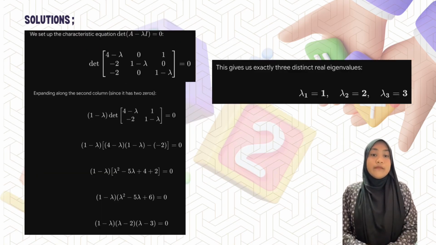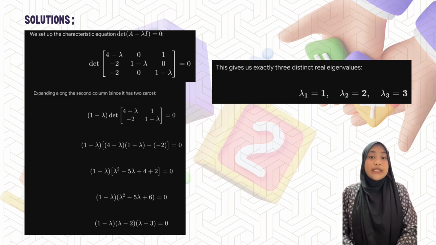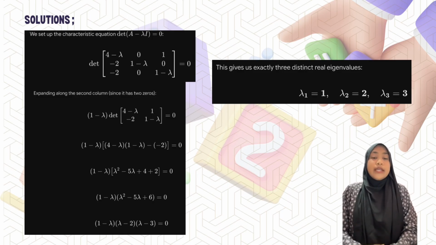To find the eigenvalues, we set up the characteristic equation, subtracting lambda along the main diagonal by expanding along the second column. Since it contains two zeros, we simplify our determinant into a manageable quadratic expression. Factoring this equation gives us our three distinct real eigenvalues: lambda equals 1, 2, and 3.